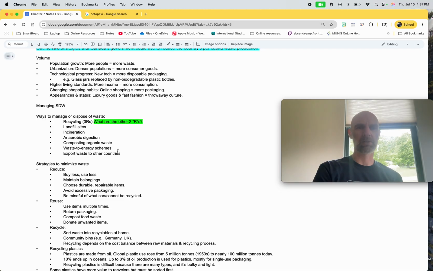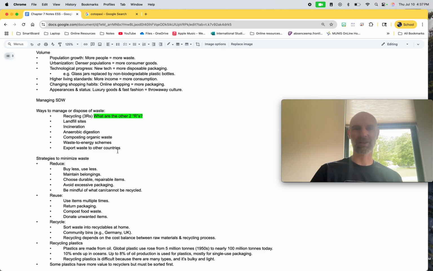Higher living standards. More income is more consumption. Amazon's really kind of pushed in even more with that. Changing shopping habits. Online shopping equals more packaging. Also, more fossil fuels being used. Appearances and status, luxury goods and fast fashion, throwaway culture.